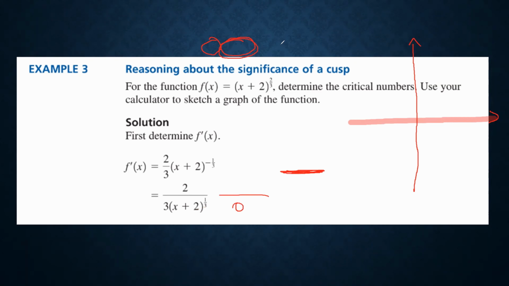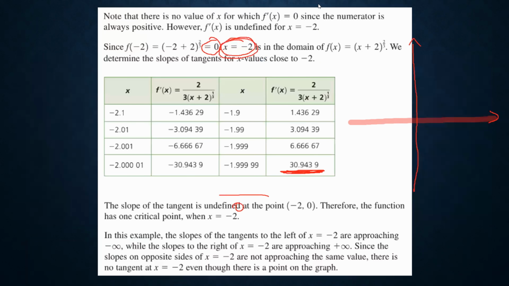Make sense? So here we showed again that because of the difference in the limits to the left and right hand side, the derivative does not exist. So since the slopes on opposite sides of x equals negative 2 are not approaching the same value, there is no tangent at x equals negative 2, even though there is a point on the graph.